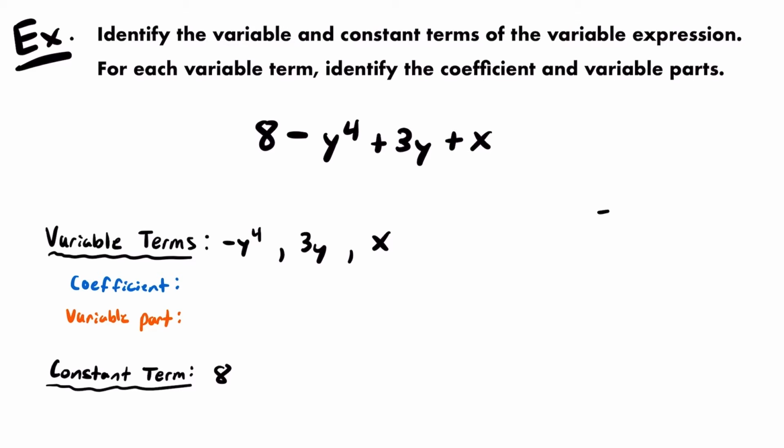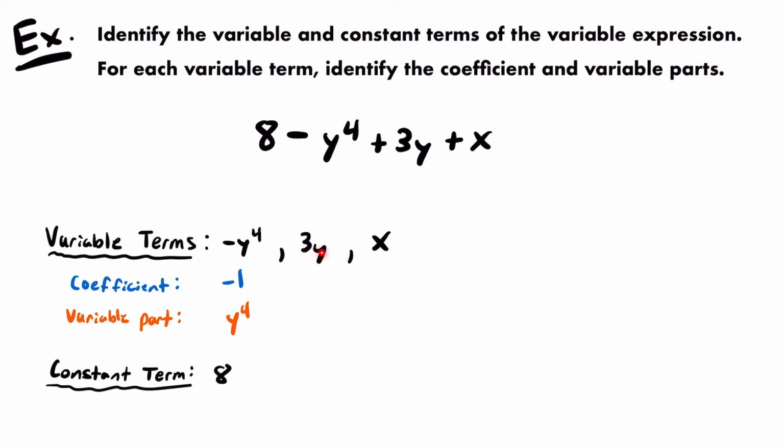All right, so we don't write negative 1 times y or 1 times y, we simply write negative y or just y. If you don't see a number in front of a variable, the coefficient is always 1. So, keeping that in mind, we have negative y to the power of 4. That must mean that the coefficient is negative 1. So we'll write down negative 1 for the coefficient, and then the variable part would be everything else. In this case, it would be y to the power of 4. That is the variable part of that variable term.